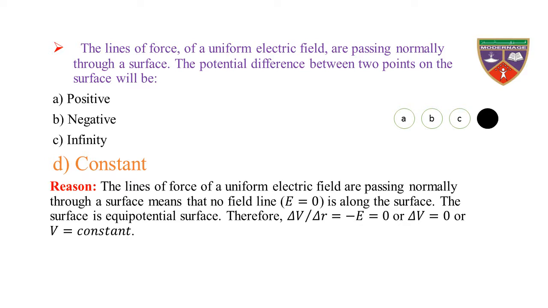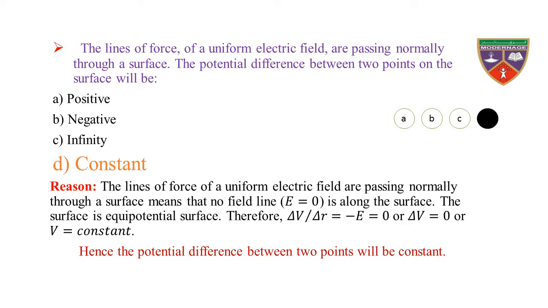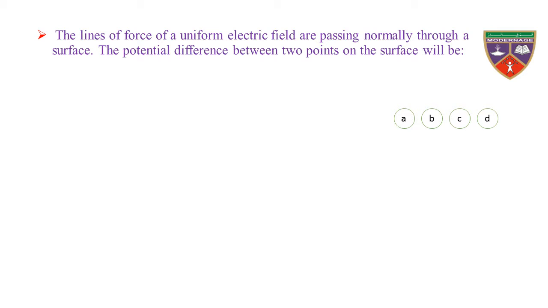The surface is an equipotential surface, therefore the gradient of potential is equal to minus E. In this case, the gradient of potential is 0 because E is 0. Therefore, delta V is equal to 0, or V is constant. Hence, the potential difference between 2 points will be constant.